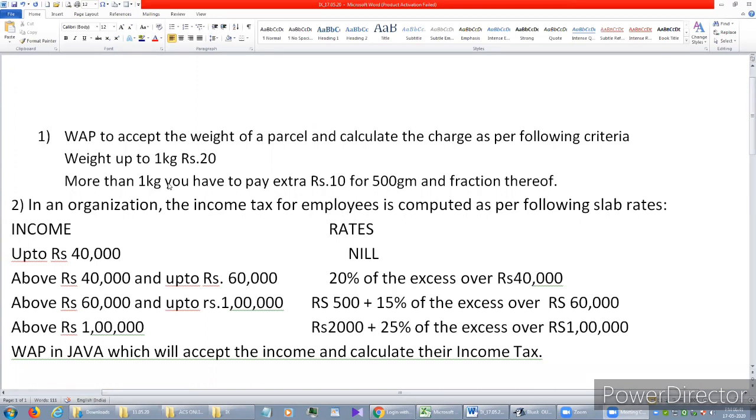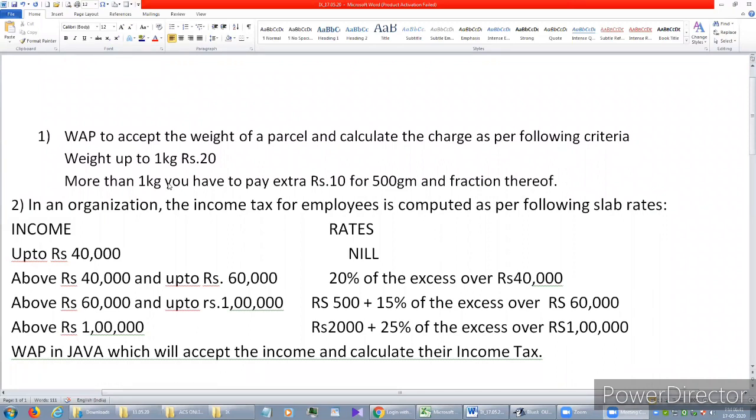So first program, again I repeat: write a program to accept the weight of a parcel and calculate the charge as per the following criteria. Please concentrate here. Up to 1 kg, rupees 20. That means if the parcel weight is up to 1 kg, whether it is 1 gram, 2 gram, 500 gram, or 1000, whatever it is, you have to pay 20 rupees.